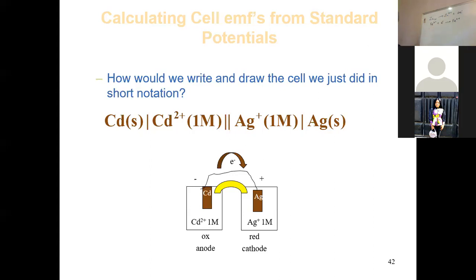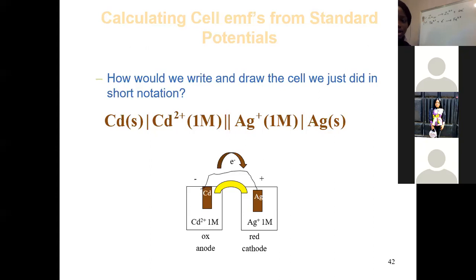All right, so I want you to write the cell notation for this. The first thing I want you to do is to identify, let me number it, equation 1 and 2, which one is the anode and which one is the cathode? Equation 1 is the anode. And then the cathode is what? Equation 2, obviously. So what's the cell notation?